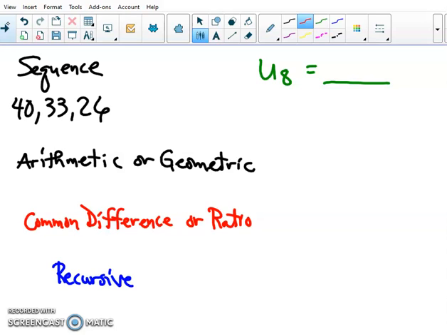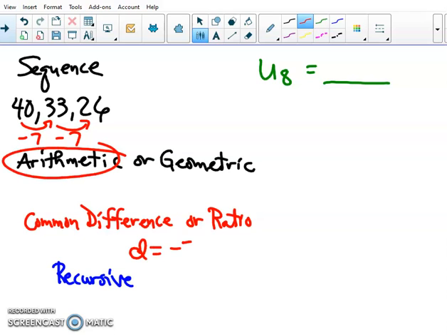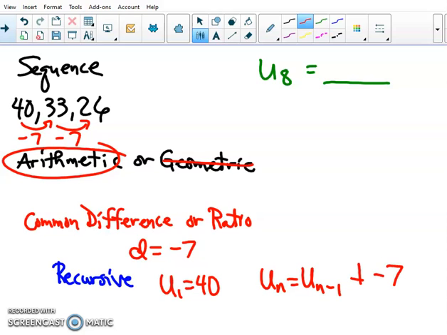The next problem is definitely decay. It's going down, and each time it's going down by 7. So that makes this an arithmetic sequence, and the common difference this time is -7 since it is going down. So the recursive formula is U of 1, which is 40. U of n equals U of n minus 1 plus -7.